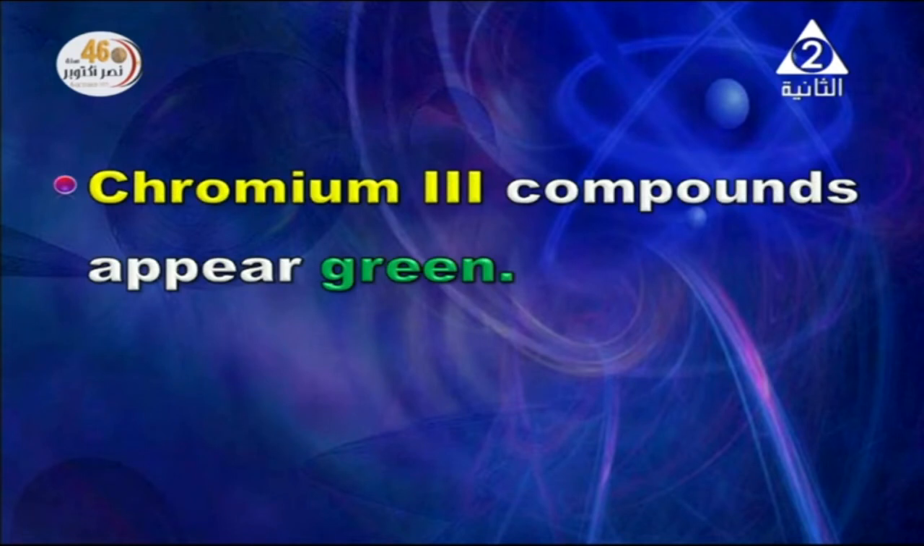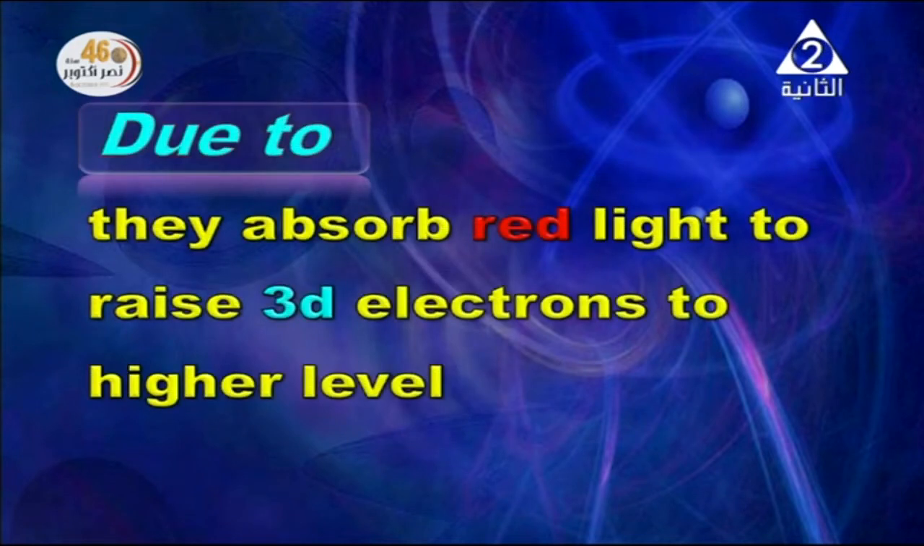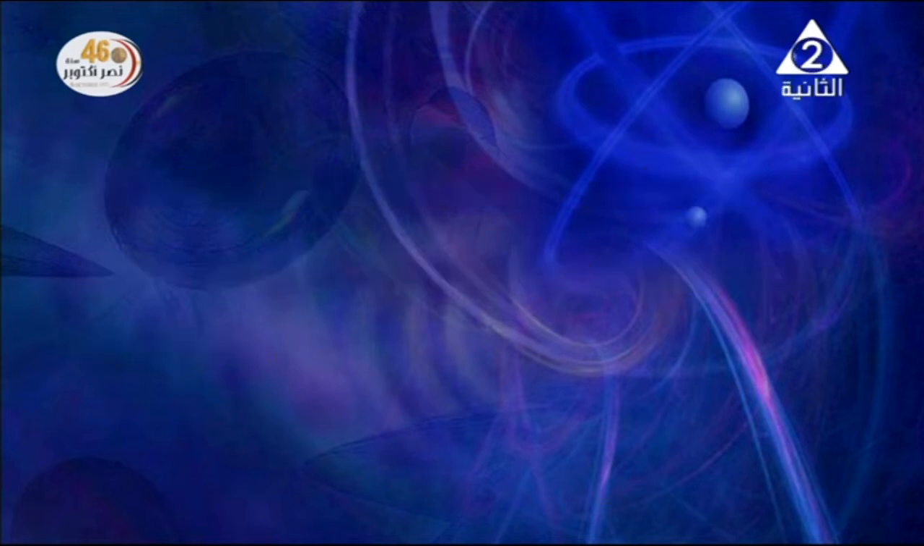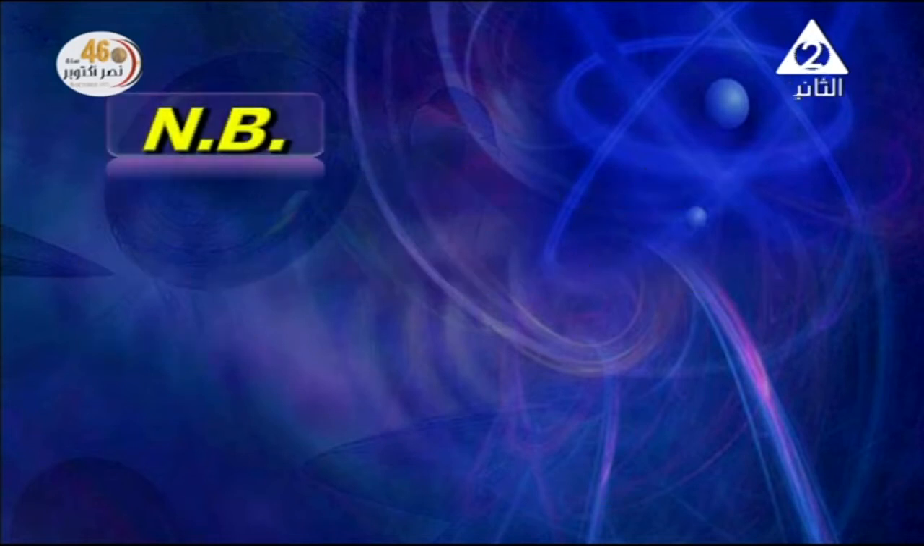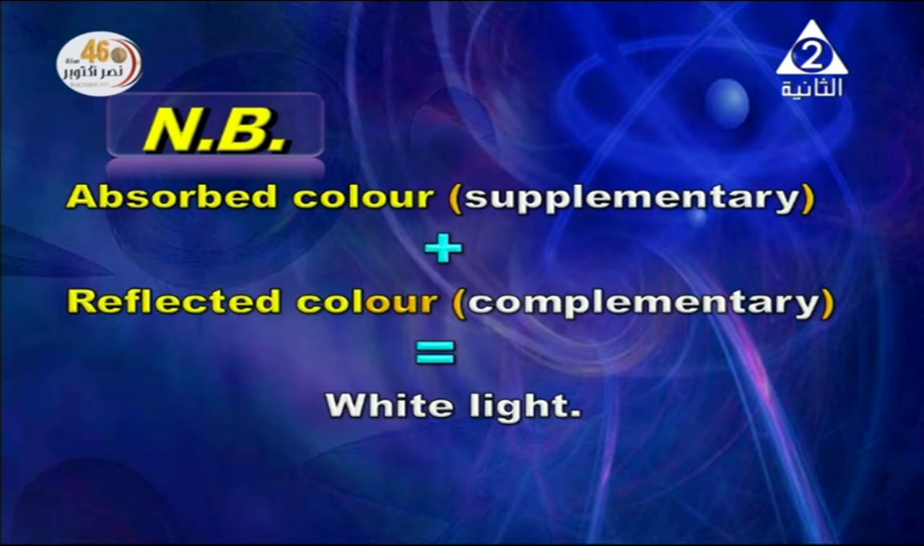Here we have given a reason for this point, my dear student. Chromium(III) compounds appear green. The reason is that they absorb the red light to raise the 3d electron to a higher level, while the other colors are reflected, so they appear green. My dear student, notice that the absorbed color, which is called the supplementary color, plus the reflected color, which is the complementary color, equals white light.